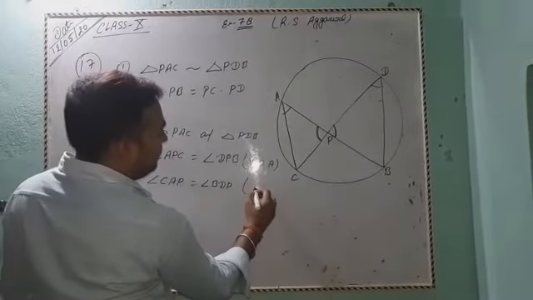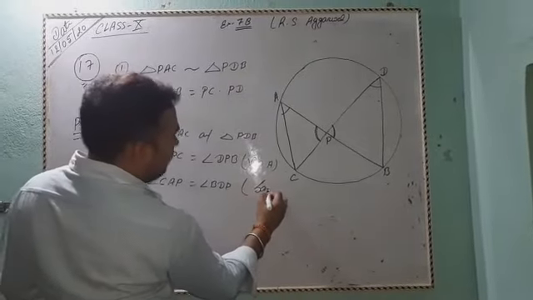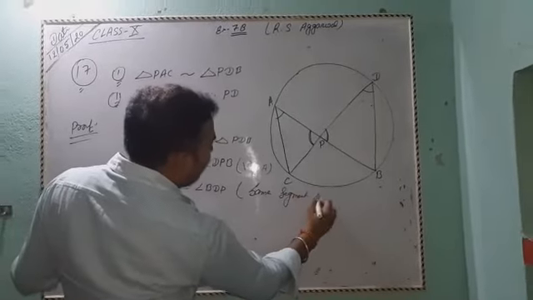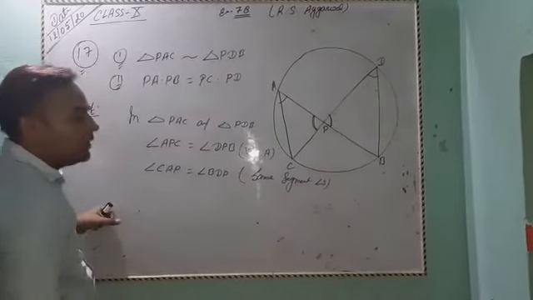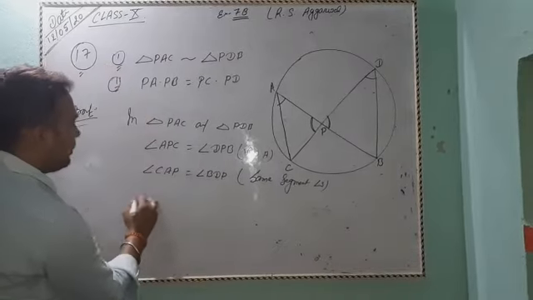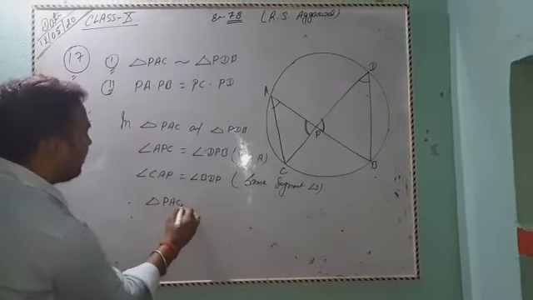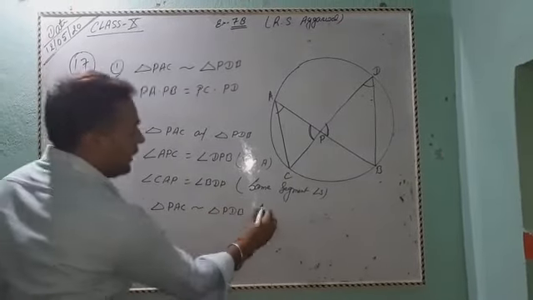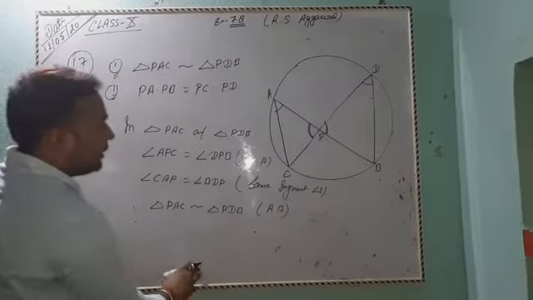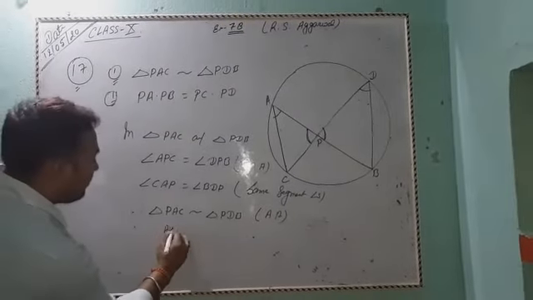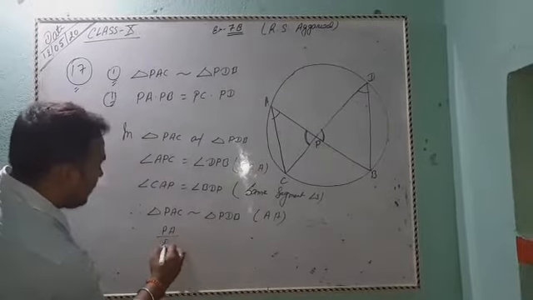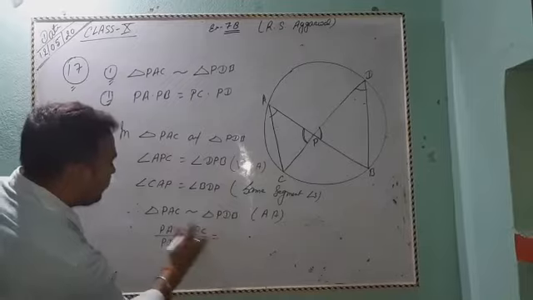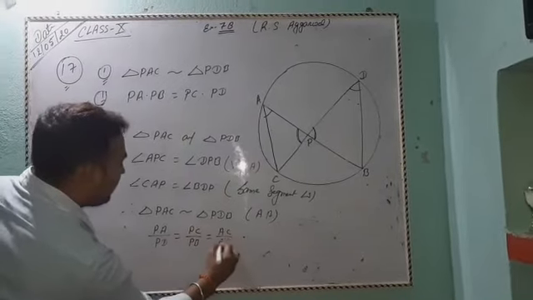Same segments, same segment angles in a circle. Okay. Then we write the triangle PAC is similar to triangle PDB. Angle similarity. Okay. We write PA by PD equal to PC by PB equal to AC by DB.